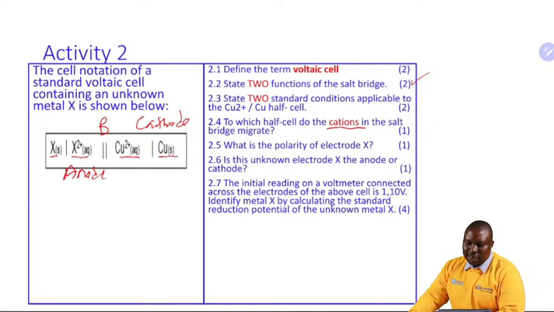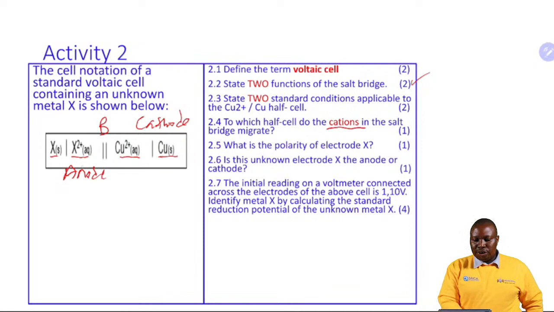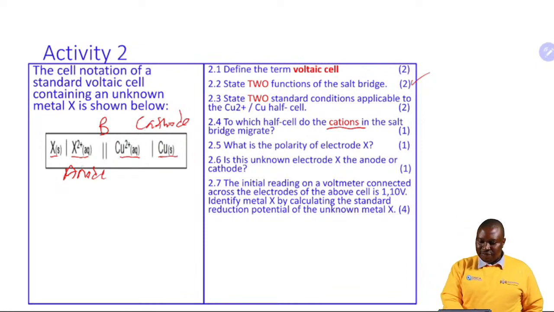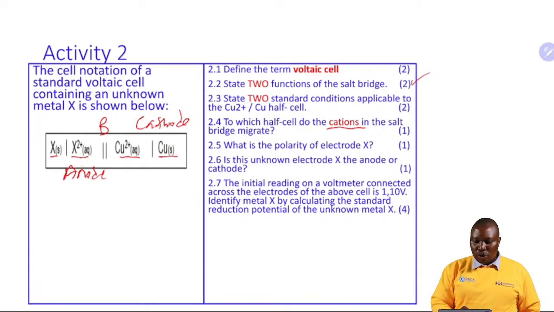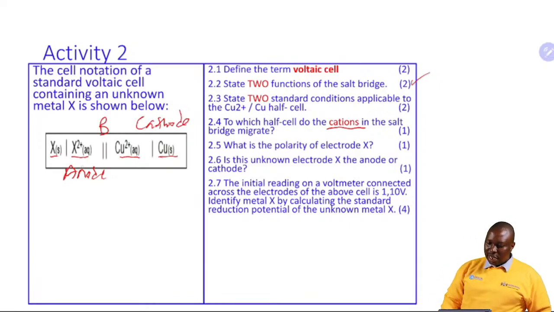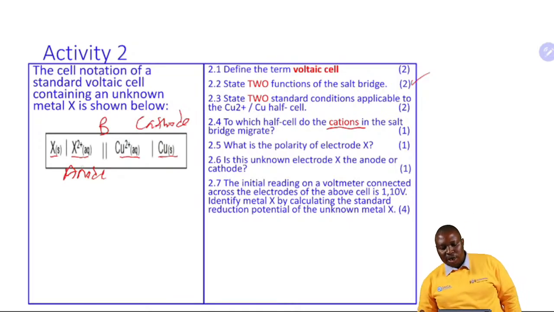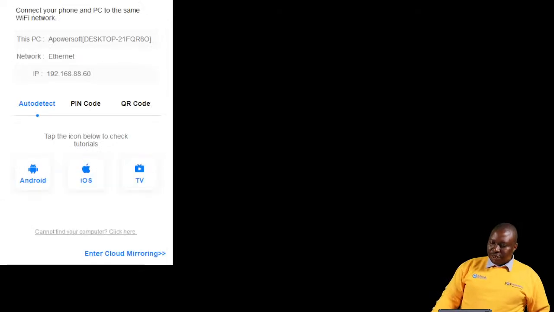What is the polarity of the electrode X as well? So they're checking the polarity. You know it's an anode, so it's a negative electrode. We said A, N stands for negative electrode. For cathode, we said it's a positive electrode. It's a nice question as well. Is this unknown electrode X anode or cathode? Look at that question. Already you know that we said A, B, C. So you know on the left we're having the anode. So you were able to answer that question as well. And then they said the initial EMF reading.